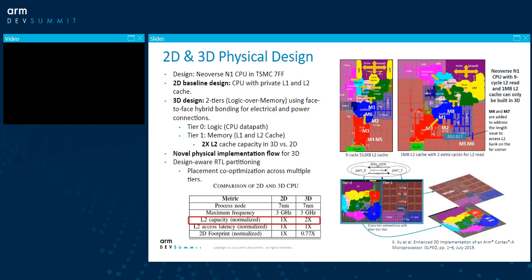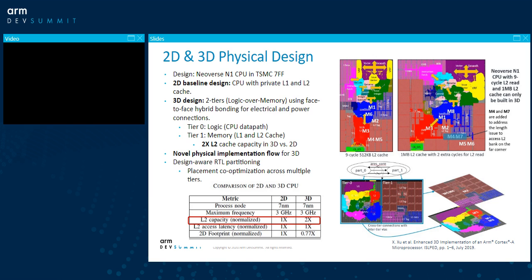It's based on the Neoverse N1 CPU. This Neoverse N1 CPU is our very first flagship-level CPU aimed at infrastructure applications. This design is based on TSMC 7 nanometer, 7FF. The 2D design is the baseline, which has a private L1 and L2 cache. In the 3D design, we build 2 tiers, with memory in the upper tier and logic in the lower tier. It's pretty much to accommodate the microarchitecture of the Neoverse N1 CPU. Essentially, we use a face-to-face hybrid bonding for the electrical and power connection between the tiers.